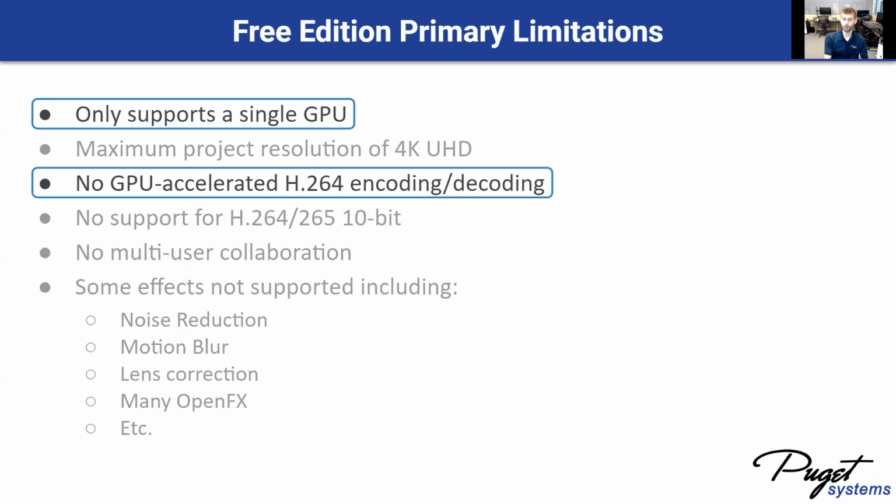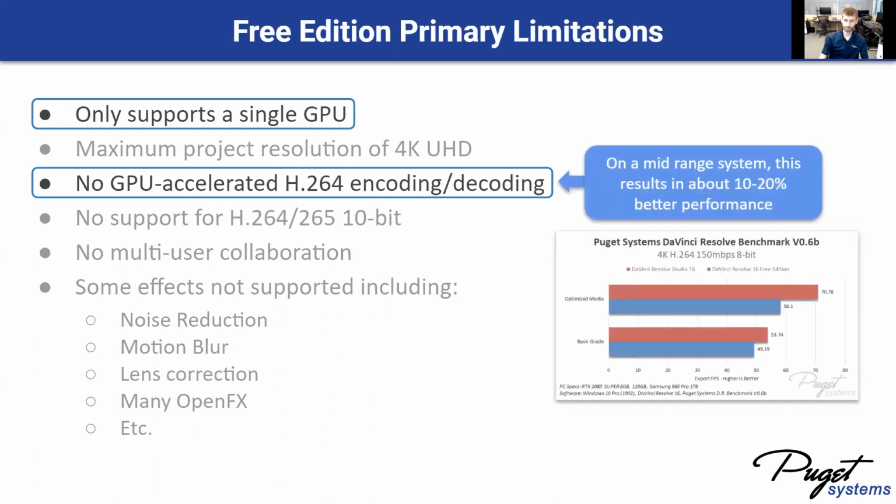They're either recording screen capture things, whether it's for esports or webinars like this, or they're recording from cameras that only support H.264. And that's a big deal. No GPU accelerated encoding is really a big deal. We've done some quick testing, and it's about 10 to 20% performance that you lose by not using that. And that's on a fairly mid-range system.